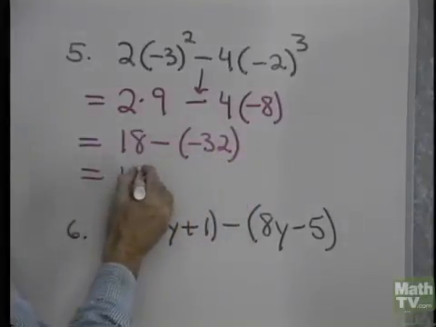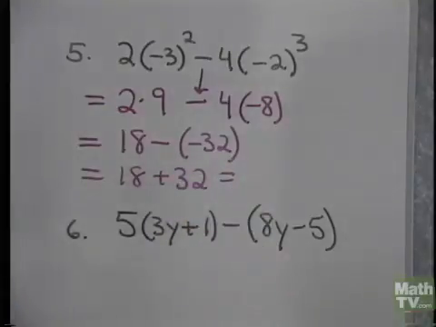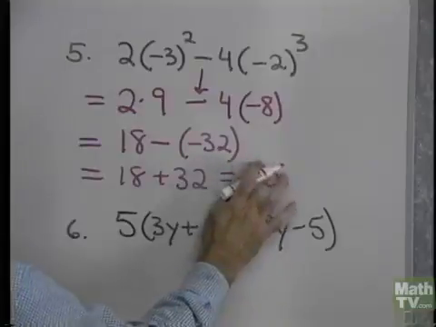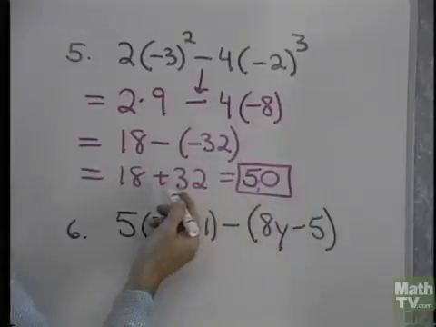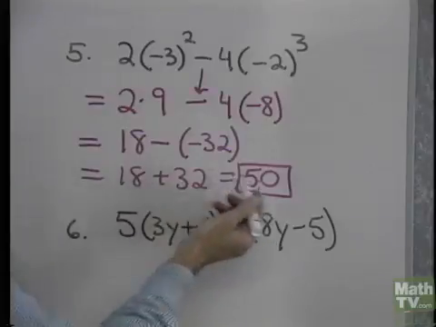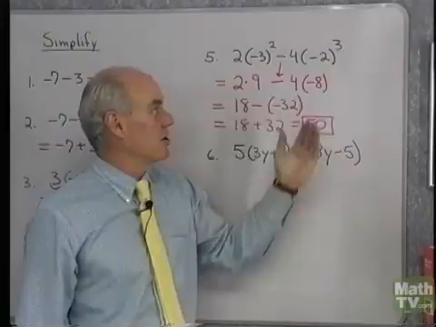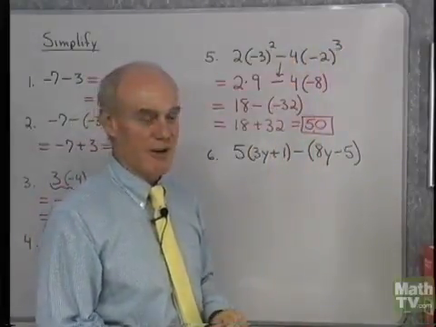Now that's 18 plus 32, which will be what? 60? 50. Thank you. Is that right? 32 plus 18, 32, 42, 50. Yeah, 50. So here again, the rule for order of operation tells us that we want to simplify these exponents first and then continue with our rule for order of operation.